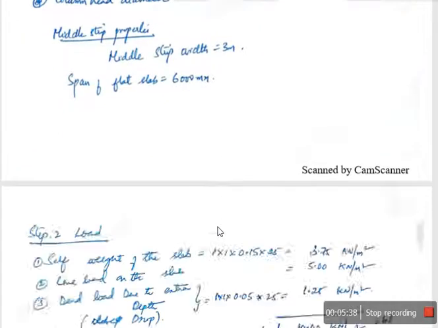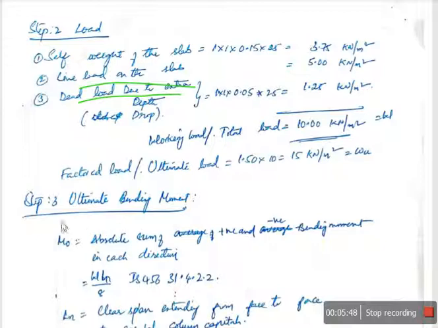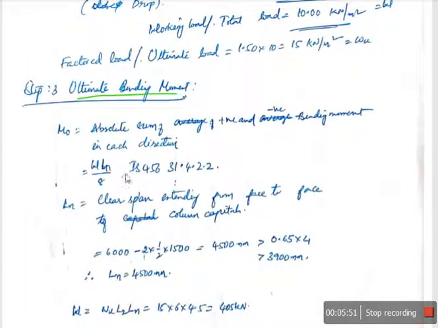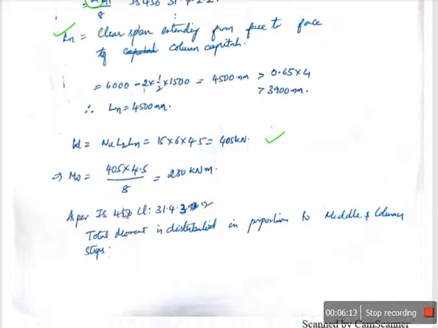Then we list out the mid strip properties, and we calculate the loading of the slab: the live load on the slab, then the dead load on the slab. Then the ultimate bending moment can be calculated by the formula given in clause 31.4.2.2. There were two conditions, and this is the formula. W is the total load coming per unit, and Ln is the clear span. From this you can calculate the bending moment directly.